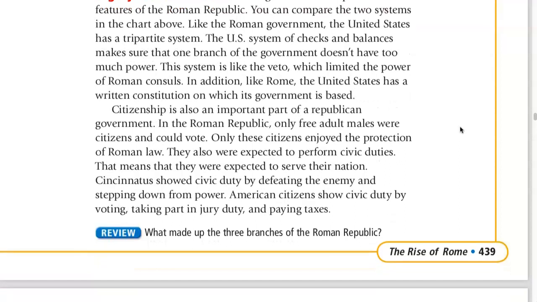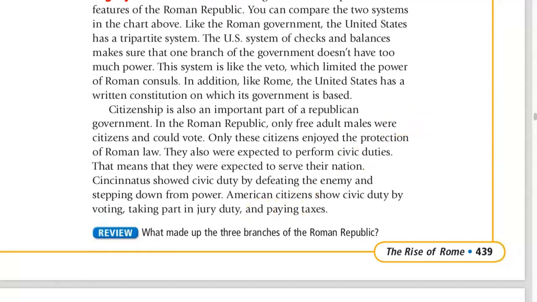Citizenship is also an important part of a republican government. In the Roman Republic, only free adult males were citizens and could vote. Only these citizens enjoyed the protection of Roman law. They were also expected to perform civic duties. That means they were expected to serve their nation. Cincinnatus showed the civic duty by defeating the enemy and stepping down from power. American citizens show civic duty by voting, taking part in jury duty, and paying taxes.